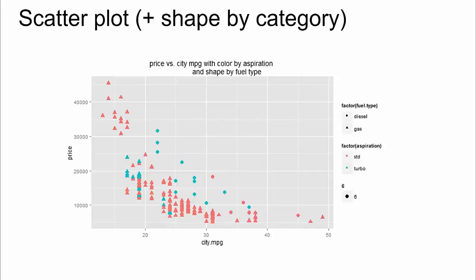Now we could continue to add aesthetics or other things to this plot to try to understand that. But just by adding 2 aesthetics to this plot, we've learned something interesting: first off, most diesels seem to be turbos, and turbo diesels are more costly for the given fuel economy.